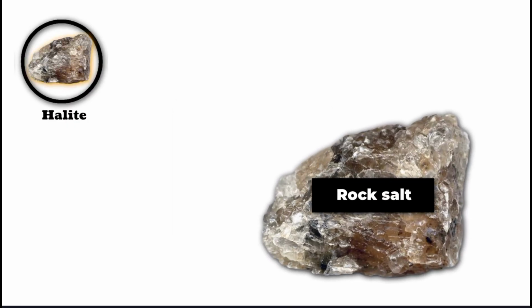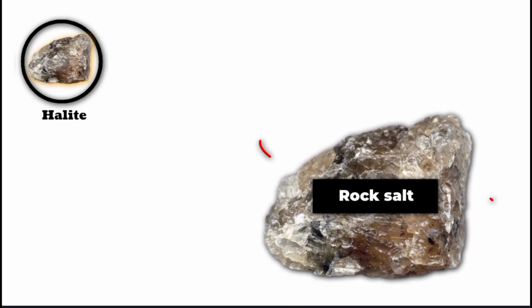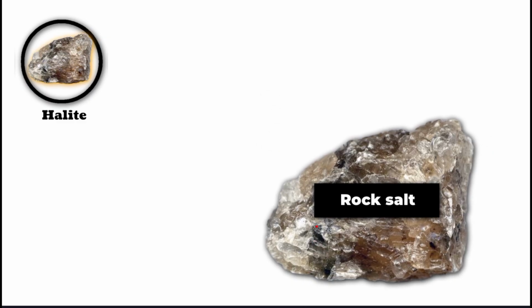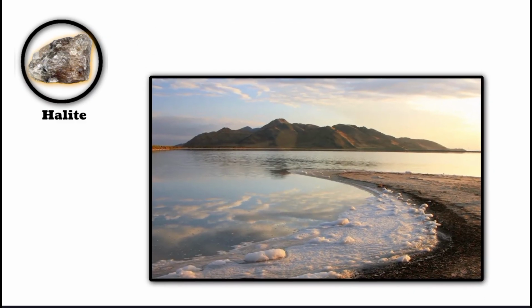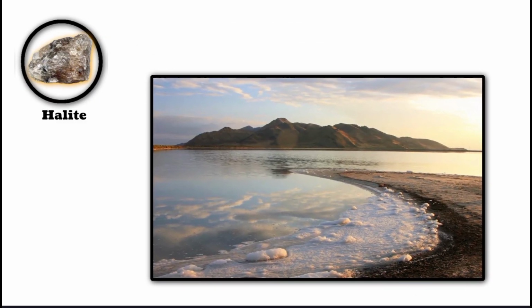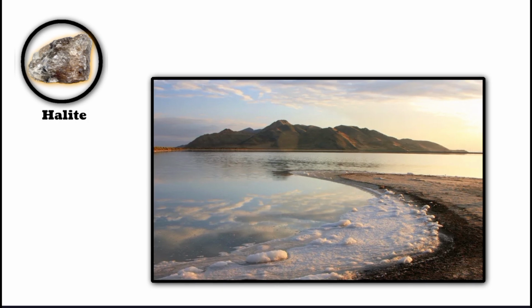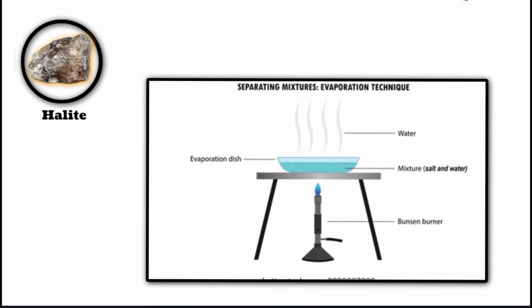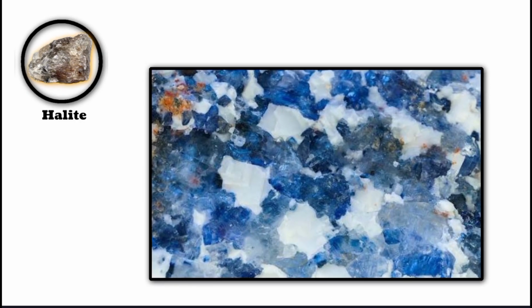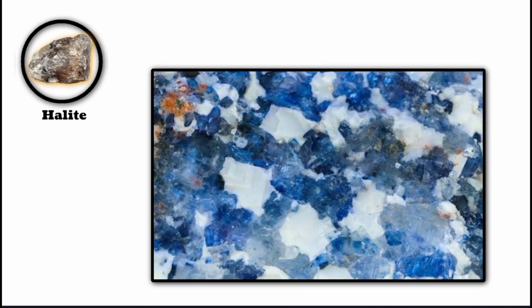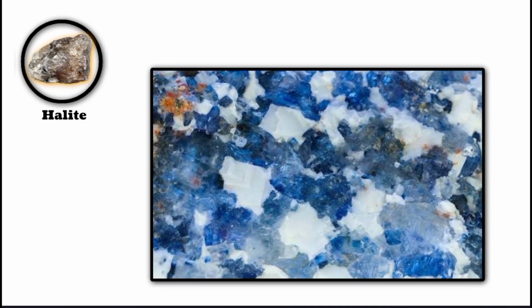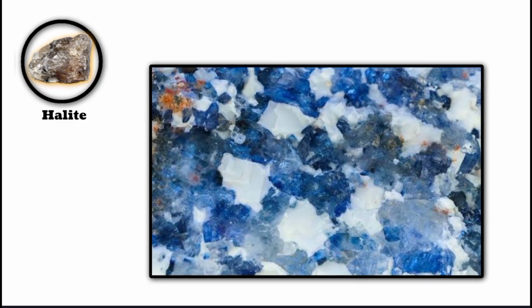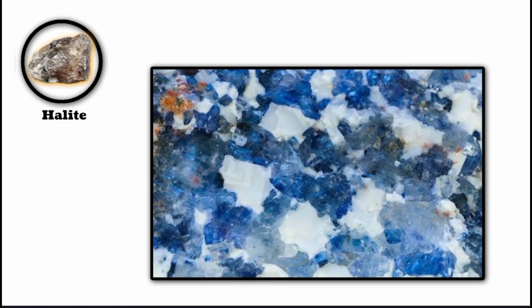Number 9. Rock salt. Technically an evaporite, rock salt forms when a body of salt water, like a restricted sea or a salt lake, dries up. As the water disappears, the dissolved minerals become too concentrated to stay in liquid form and crystallize into solid layers. Large underground salt domes can be hundreds of feet thick, representing thousands of years of evaporation.